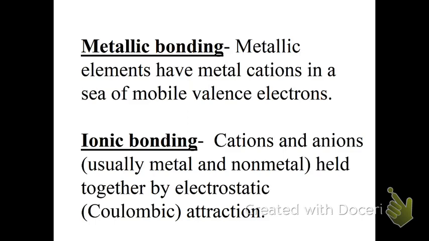When we talk about metallic bonding, we're talking about the reason that they stay together. Metallic elements have metal cations in that sea of mobile valence electrons. So they are not really discussed as far as intermolecular forces because they're held together by that sea of mobile electrons. Ionic bonding, of course, is cations and anions, and that's usually a metal and a nonmetal, and they are held together by that electrostatic or Coulombic attraction.